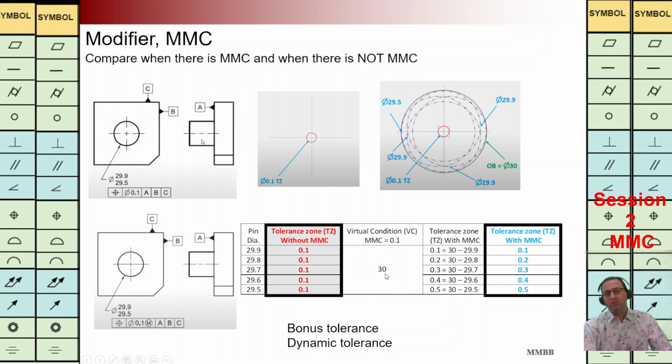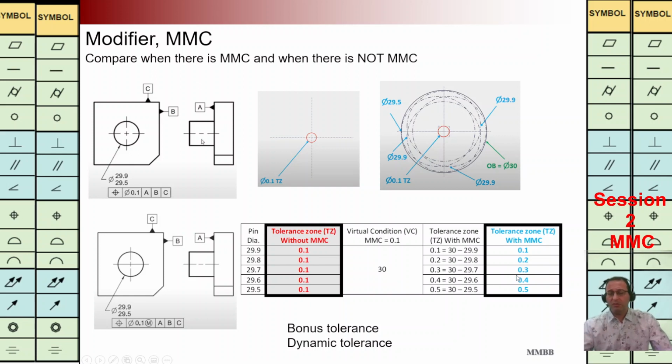And if we are going to see what the tolerance is for this pin diameter, if it is 29.9, it is 0.1. But for another diameter of the pin, we have another value of the tolerance zone. The center of that can be moved more because it is in that virtual condition. As we can see, it is not fixed. That's why we would like to call it dynamic tolerance, or we can call it bonus tolerance.